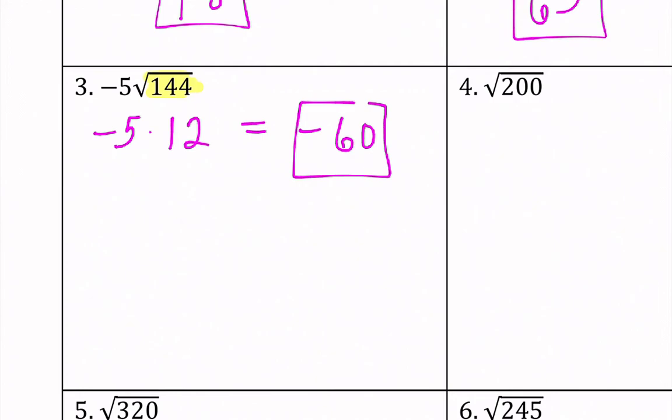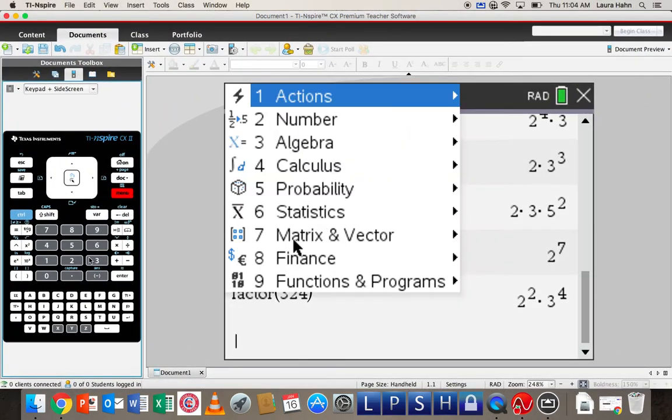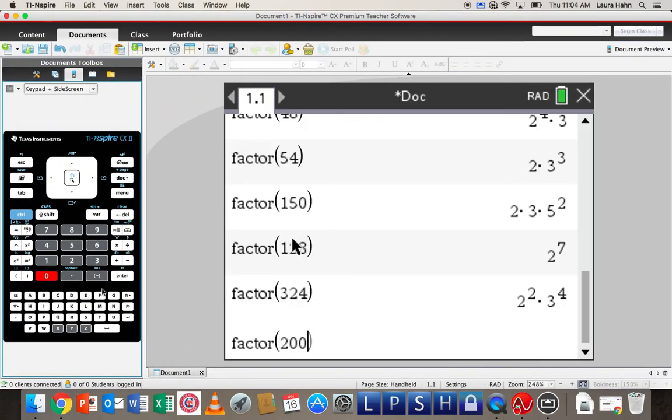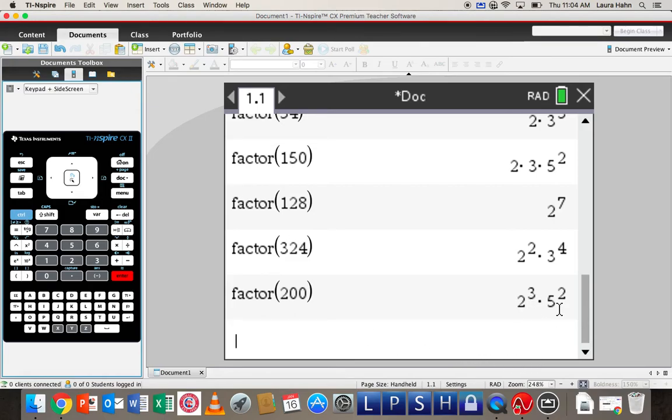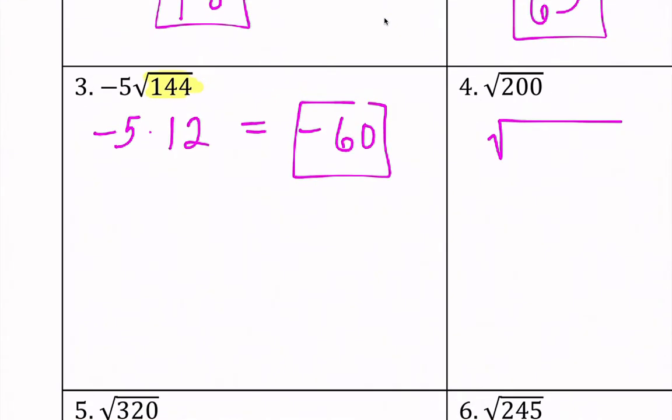All right, I've been practicing my perfect squares, so I know the square root of 200 is not a perfect square. So what I'm going to do is break it down. So I want 3 2s and 2 5s. All right, let's find our partners. Partner here, partner here. Sorry, little guy.